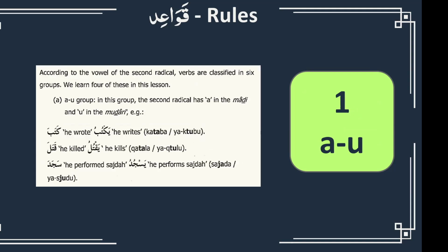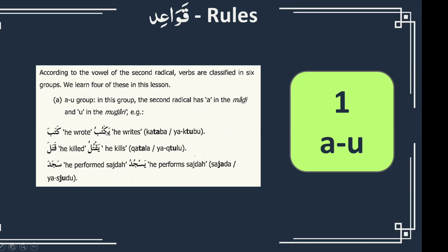So this is the first one. This is the first rule, which is AU, meaning the sound will be A, U. In this group, the second radical has an A sound in the madi, and a U in the mudari. So for example, the second letter is ta, kataba. The second letter has a sound in the madi, kataba, meaning the ta has a fatha. And then in the mudari, the same second letter has a U sound, meaning a dhamma.